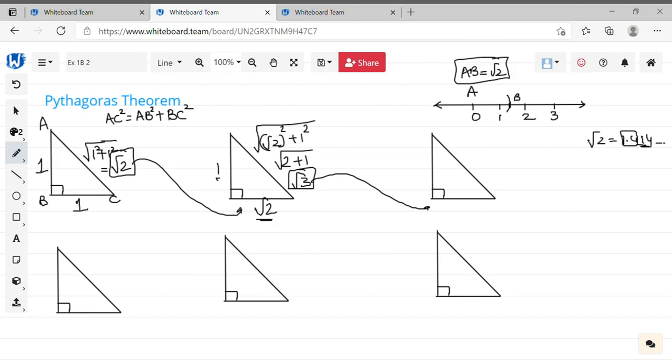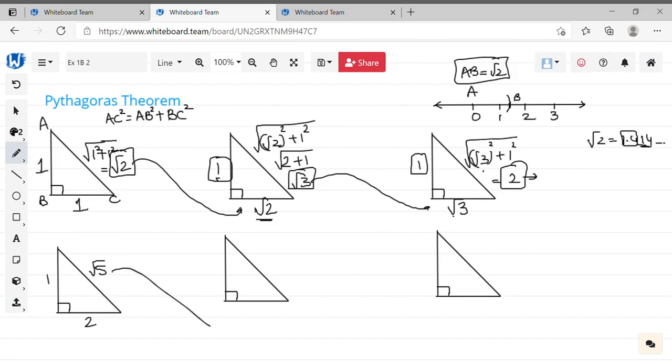Next, the same logic goes here. If I want to take root 3 and 1, this will become root of root 3 square plus 1 square, which is equal to root of 3 plus 1, root 4, which is equal to 2. Now to plot 2, I don't need to do all this drama, but I just wanted to understand the concept, which is you can keep taking whatever you get as one side, and the second side always remains as 1. If you want to plot root 5, then root 4 here, which is 2, will become one side, 1 will become another side. If I want to plot root 6, then this will become root 5 here and 1 here. This becomes root 6. If I want to plot root 7, then this becomes root 6 here, 1 here, and the hypotenuse becomes root 7.